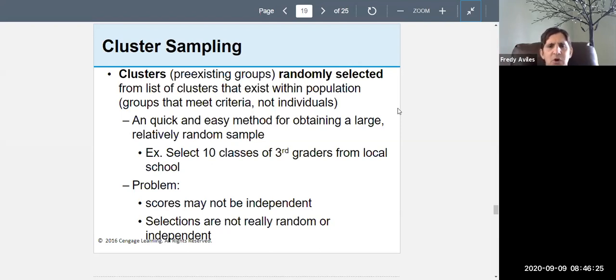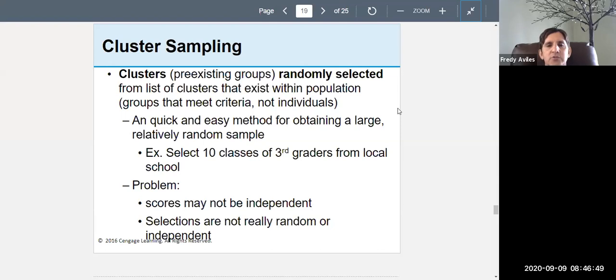You can also do something called cluster sampling. Cluster sampling is when you basically select clusters. Clusters are also groups, but they're groups that already exist. You don't create them, okay? Clusters, pre-existing groups, are randomly selected from a list of clusters within the population. Those clusters have to meet certain criteria, okay?